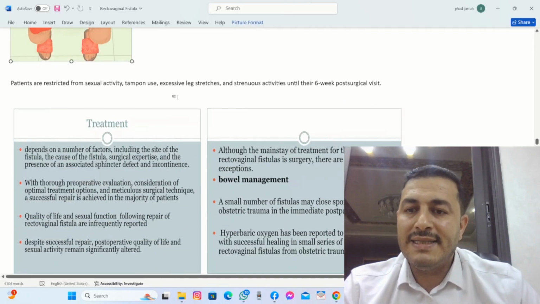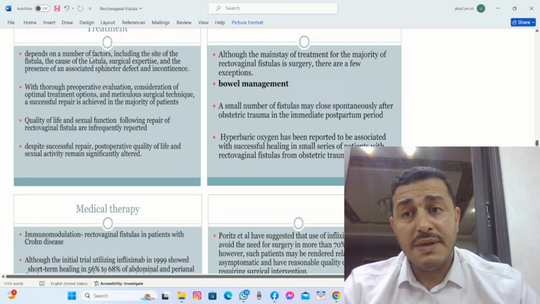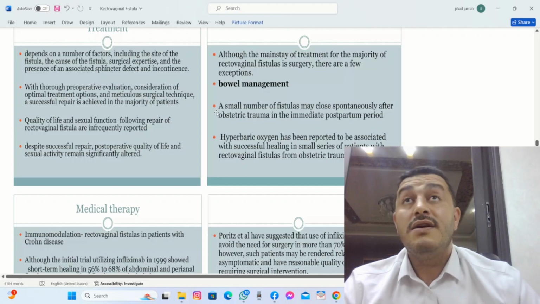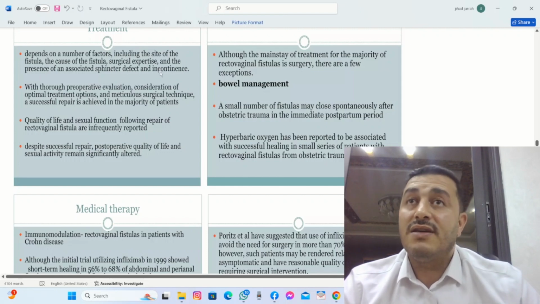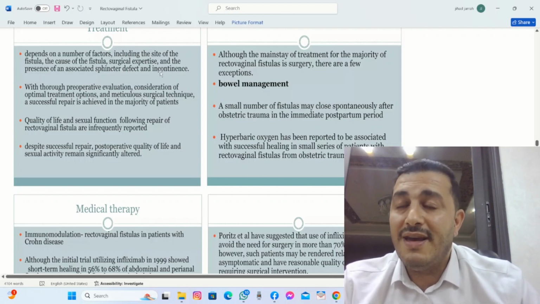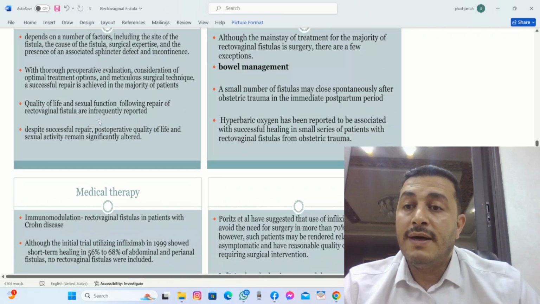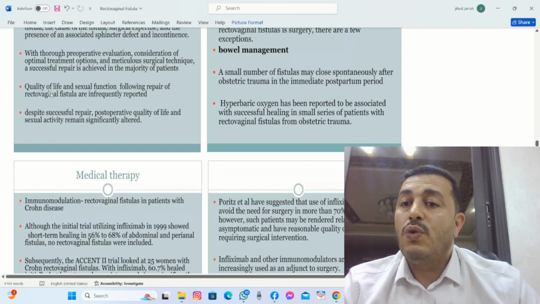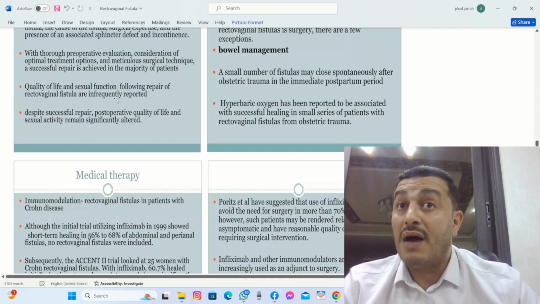What else do I want to add? Let's review some slides. For example, the treatment here depends on many factors, including the site of the fistula, cause of the fistula, surgeon experience, and the presence of an associated sphincter defect and incontinence. We said in cases of incontinence, we avoid the anal or rectal approach. Quality of life and sexual function following repair of rectovaginal fistula are frequently reported, so the patient should be counseled well.